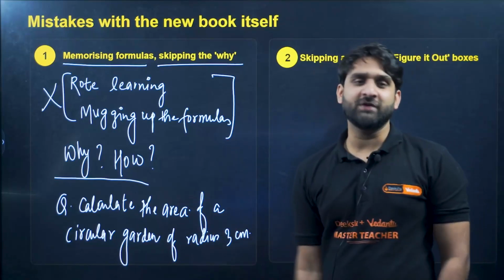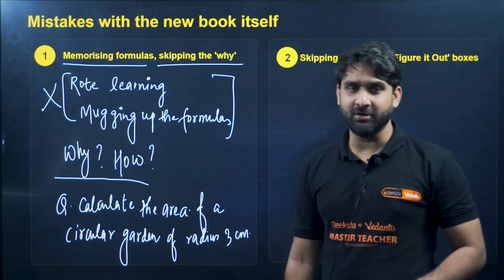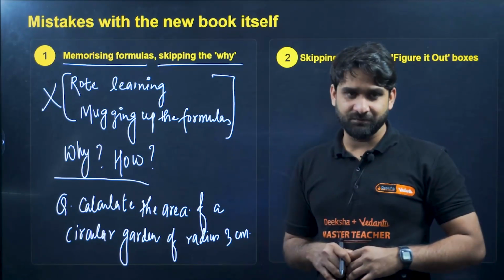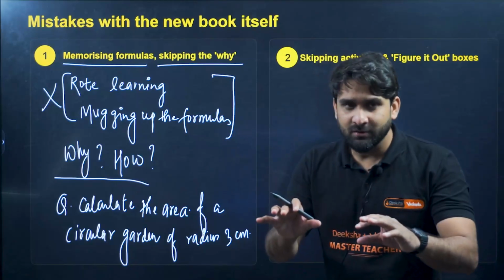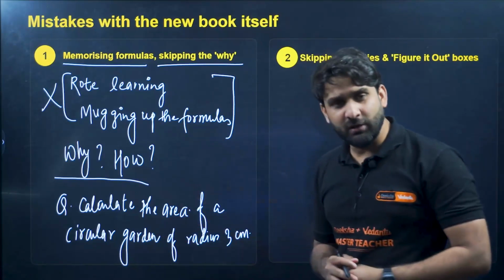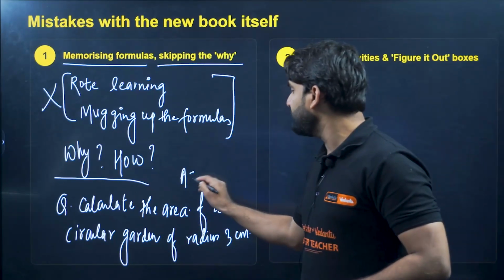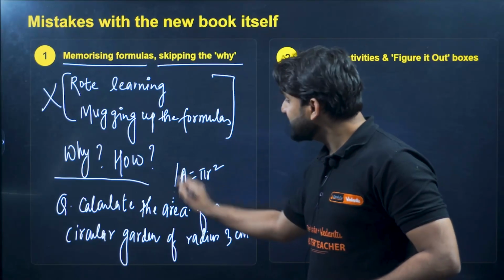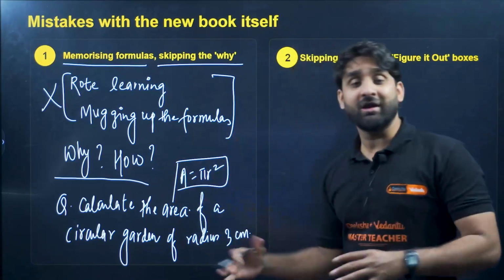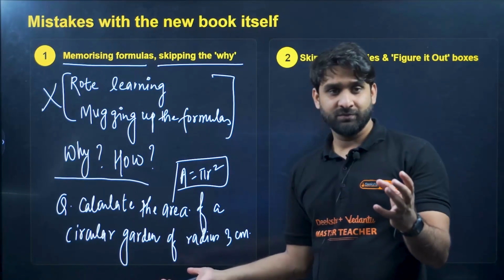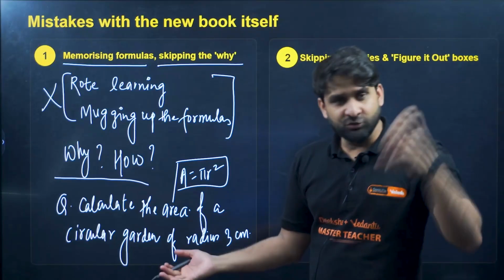Calculate the area of a circular garden of radius 3 centimeter. So this is a very basic question. You only need the formula, the area of a circle, because the garden is circular. So the area of a circle is equal to pi r square. This is the old traditional question that you guys have been following till now.